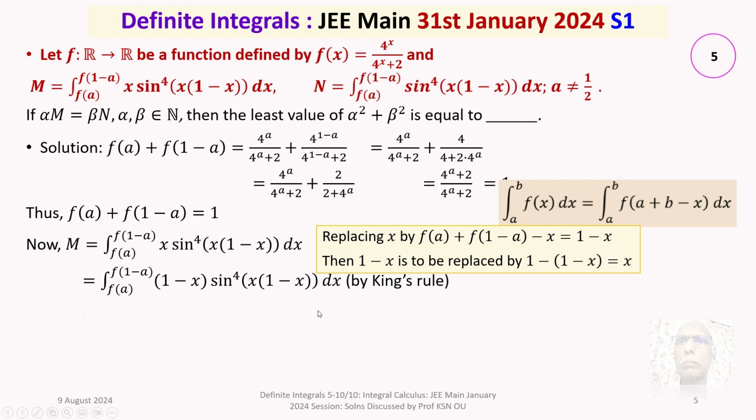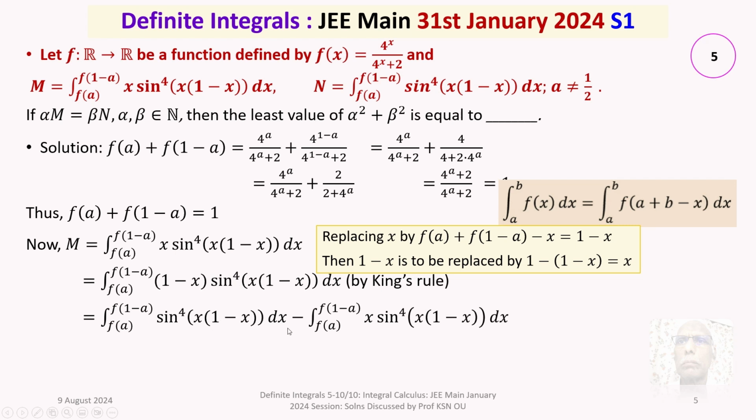So now separate: integral from f of a to f of 1 minus a of 1 into sine to the power of 4 of x into 1 minus x dx, minus integral from f of a to f of 1 minus a of x times sine to the power of 4 of x into 1 minus x dx. The first one is precisely N. The second one is M. So thus we got N minus M. So M is equal to N minus M. That will imply 2M is equal to N.